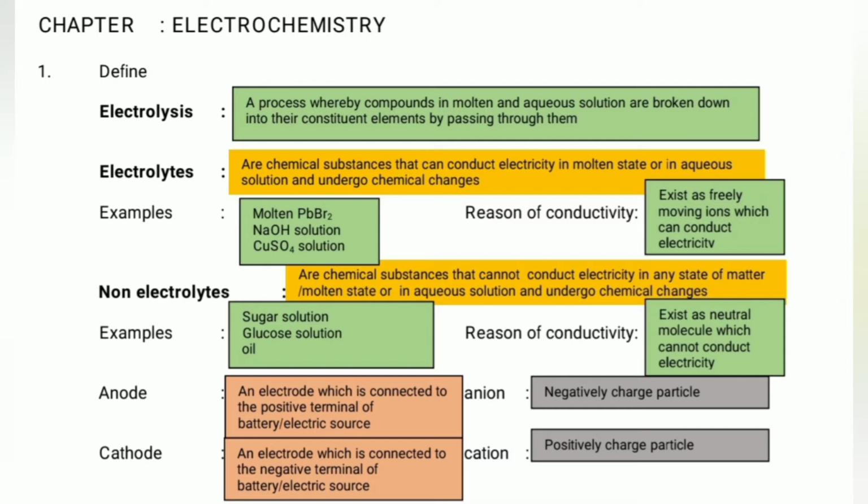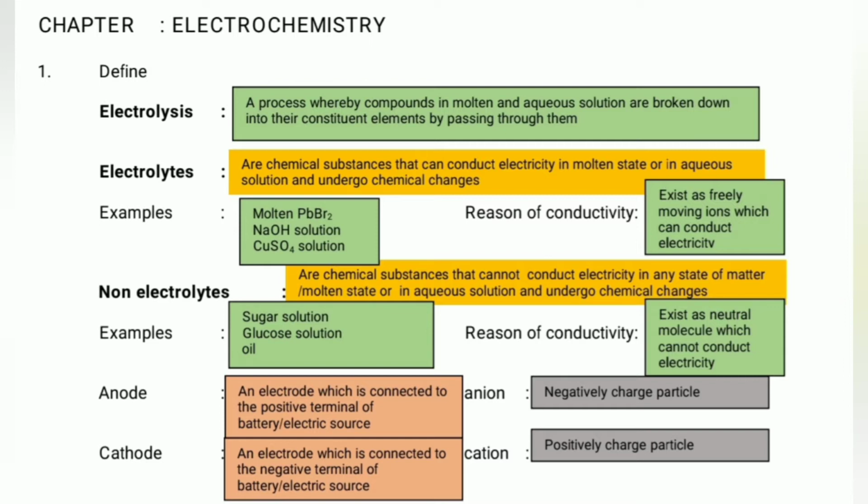Non-electrolytes are substances that cannot conduct electricity either in the molten state or in aqueous solution. Conductors are substances that can conduct electricity in the solid or molten state but are not chemically changed. In general, examples of electrolytes are acids, alkalis, salt solutions, or molten salts. All these are ionic substances. Examples of non-electrolytes are covalent substances which do not contain ions.